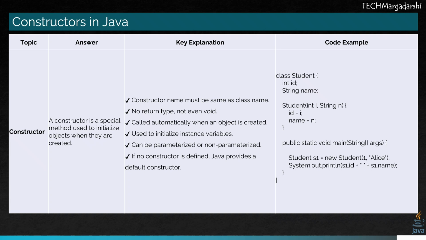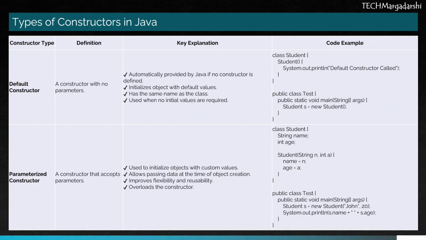If we don't write any constructor explicitly, Java automatically provides a default constructor. In this example, the constructor initializes the id and name variables when the student object is created, making the object ready to use immediately. Now, here is the next topic: types of constructors in Java.